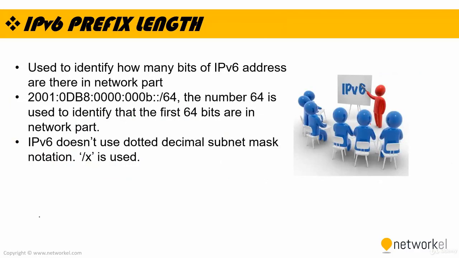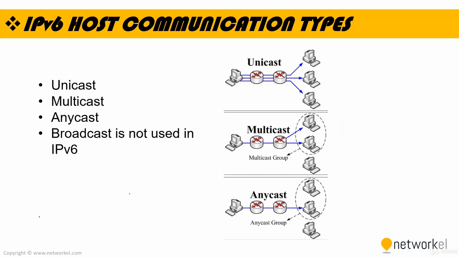Let's take a look at the IPv6 prefix length, which is used to identify how many bits of the IPv6 address are in the network part. As you can see, we have this number 64, which identifies that the first 64 bits are the network part. IPv6 doesn't use dotted decimal subnet notation. We can just use the /x notation instead.